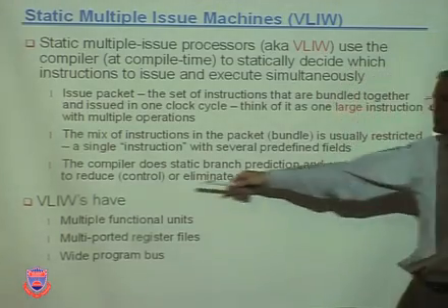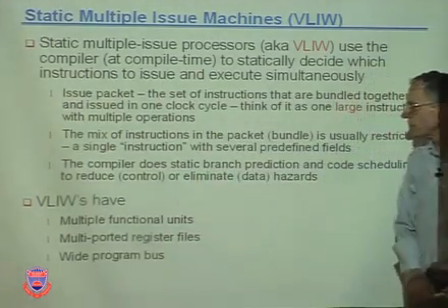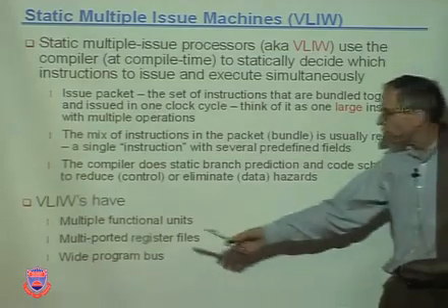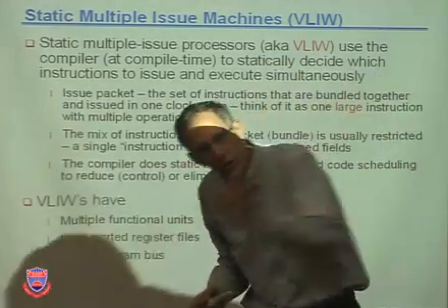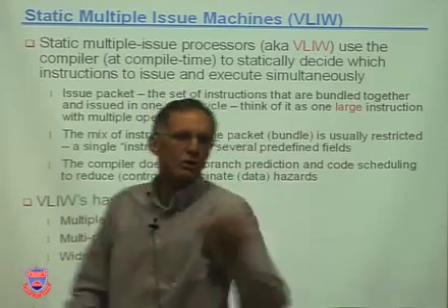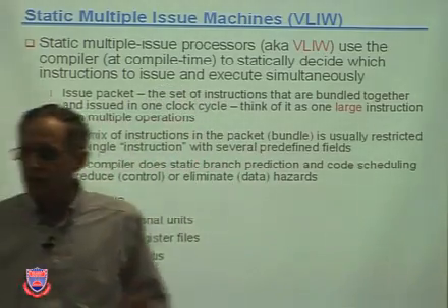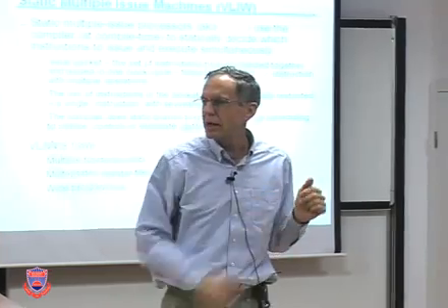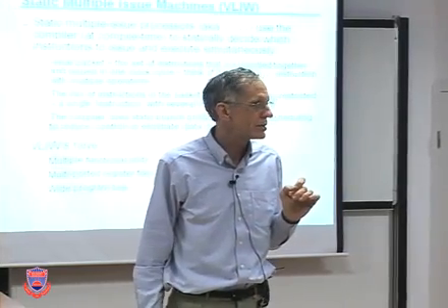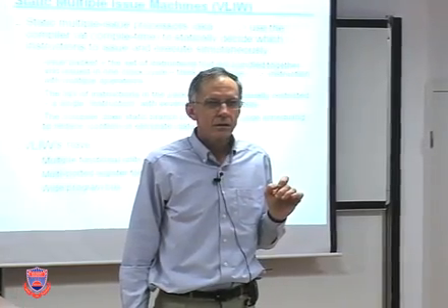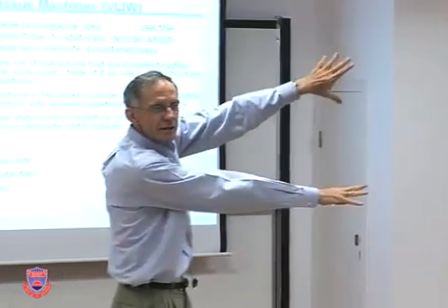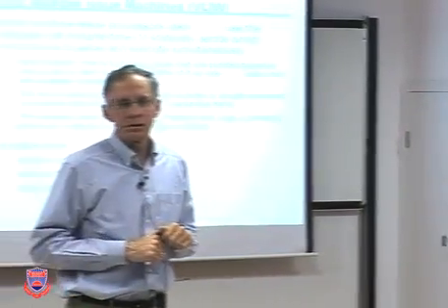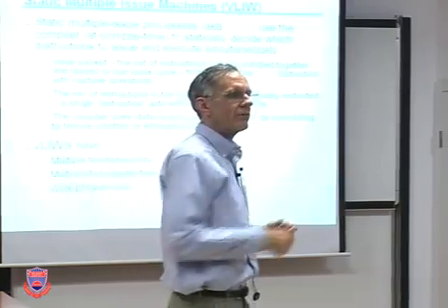Now VLIWs, in order to do this, have multiple function units and multi-ported register files. What's a port on a register file? It's a place you can write into it or a place you can read out from it. Our current register file in the single pipelined MIPS has how many read ports? 2. It can get an A bus and a B bus output at the same time. How many write ports? Only 1. It can only put in 1 value.